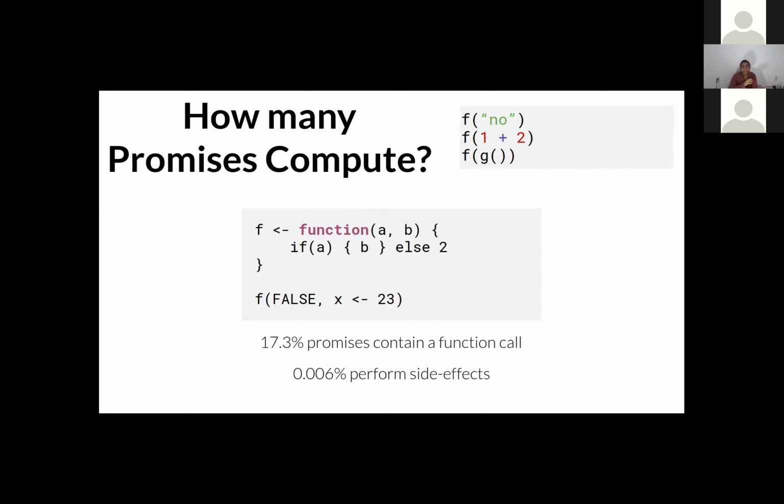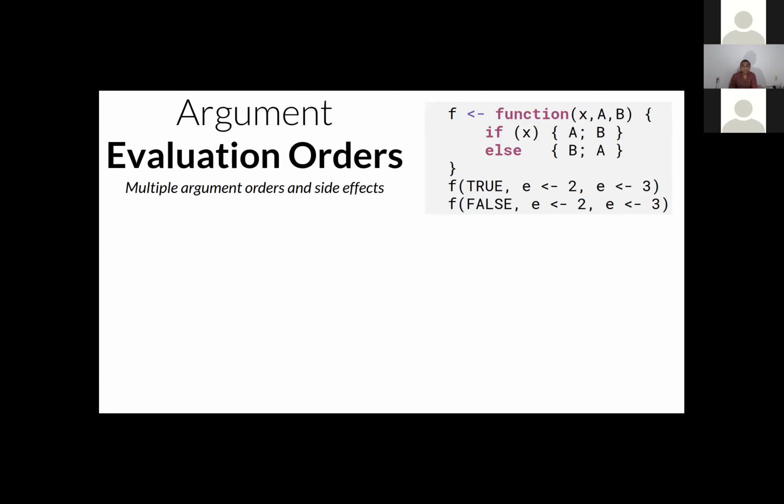So we looked at the type of our expressions inside promises in our corpus, and we found that only 17.3% promises contain a function call. Rest of them contain values. And apart from that, only 0.006% of these promises actually perform any observable side effect. So what this suggests is that in most cases, it's possible to remove laziness. But this itself is not enough.